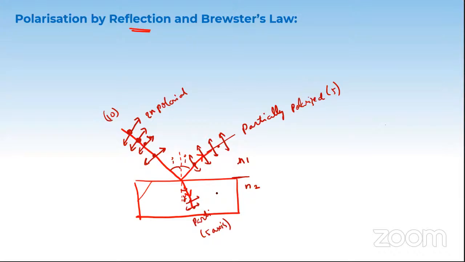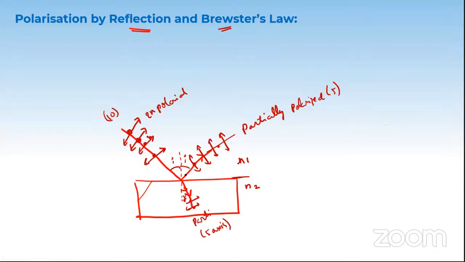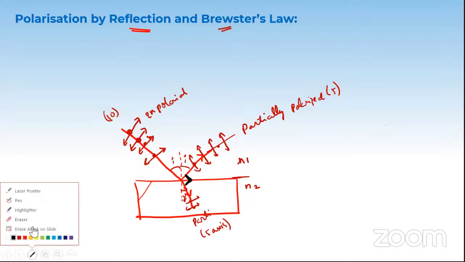But there was a guy called Brewster, and he found a special situation, which was when the angle between the reflected light ray and the refracted light ray is 90 degrees. Jab ye dono reflected and refracted is 90 degrees, you'll get a completely polarized light wave. So let me show that in a diagram and I'll repeat it slowly.